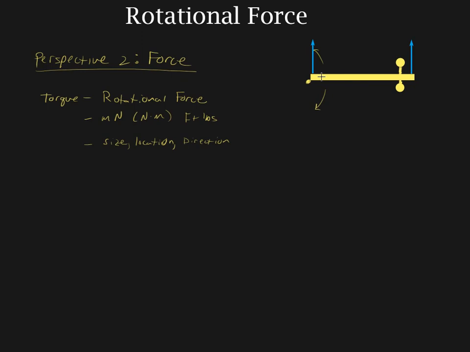And so the further away you are from the axis of rotation, and that's what this hinge is, it's an axis of rotation, the easier it is to make the force rotate the object. And so by virtue of having a greater distance between the force and the axis of rotation, we have a larger torque, even though the force itself hasn't changed in size.